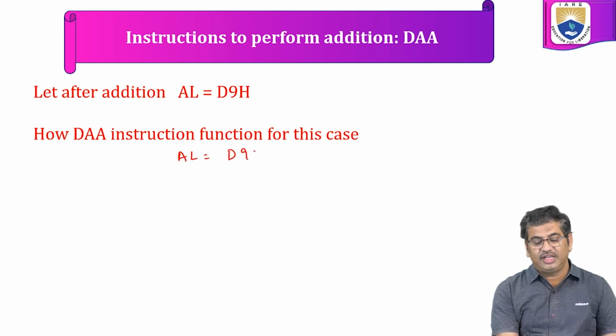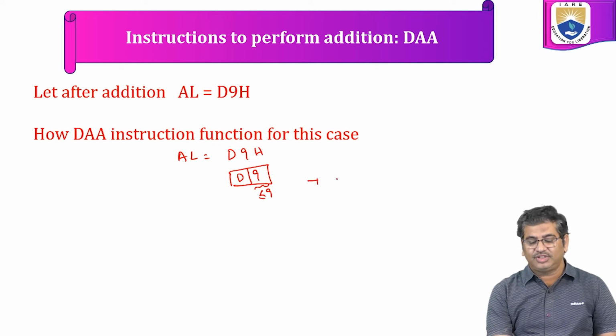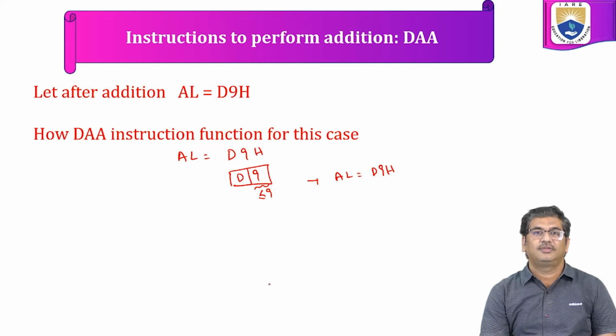The result which is there in the AL register is D9H. First examine the lower nibble. As this lower nibble is a valid BCD number, as it is less than or equivalent to 9, don't alter the contents of the AL register. So after the first step, the AL register contents will remain the same, that is D9H.